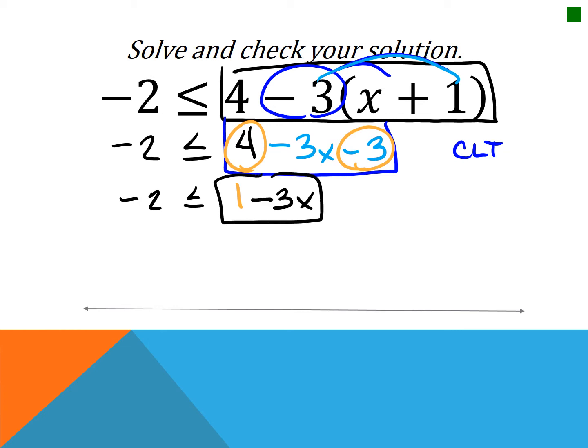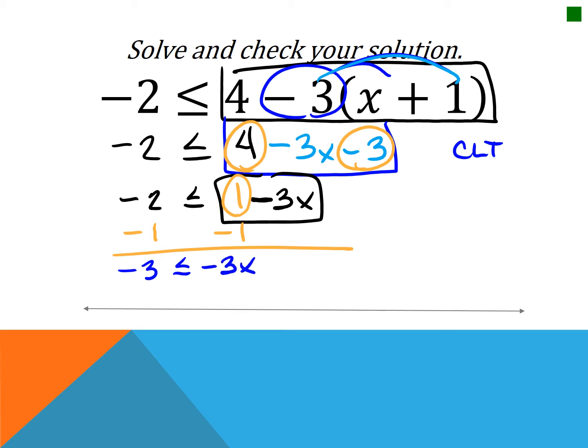Over on this side, do you see that minus sign? That means we have to either add or subtract, and we do it according to this number. Opposite of 1 is negative 1. Do it to both sides. So now I get negative 3 is less than or equal to negative 3x.